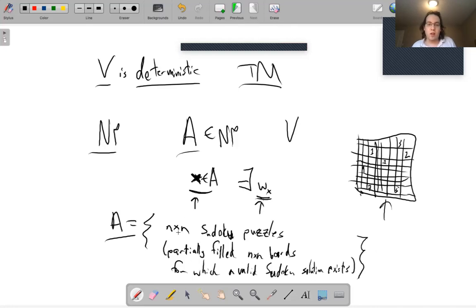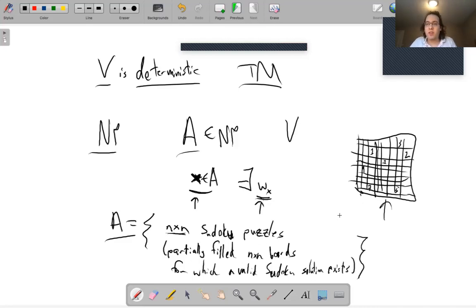And A is generalized Sudoku, on n by n boards. And A will only contain the partially filled n by n boards for which a solution still exists. So now we claim that A is in NP. Why is A in NP? Because given such a board, I might not be able to solve it efficiently. To know whether there is a solution seems difficult. But here's what I can do. I can verify a solution efficiently.